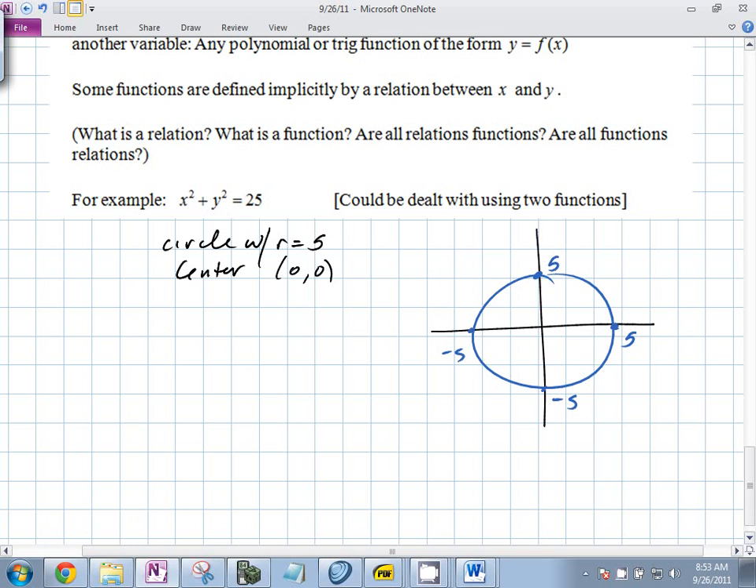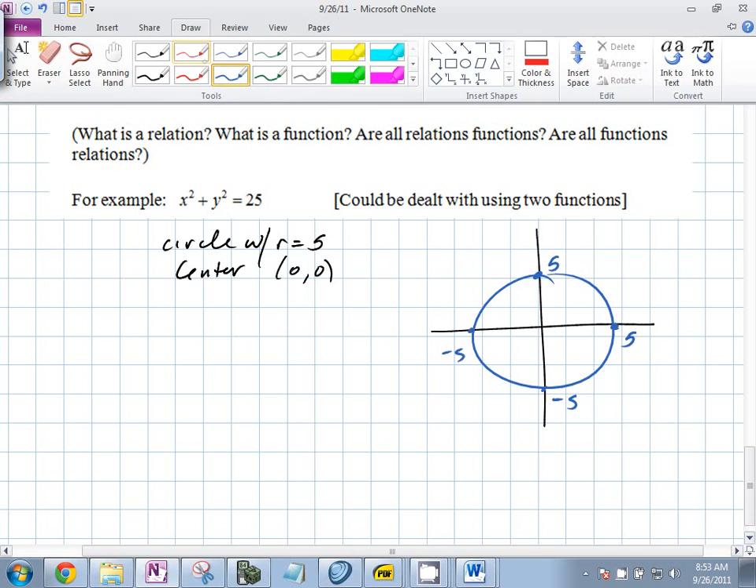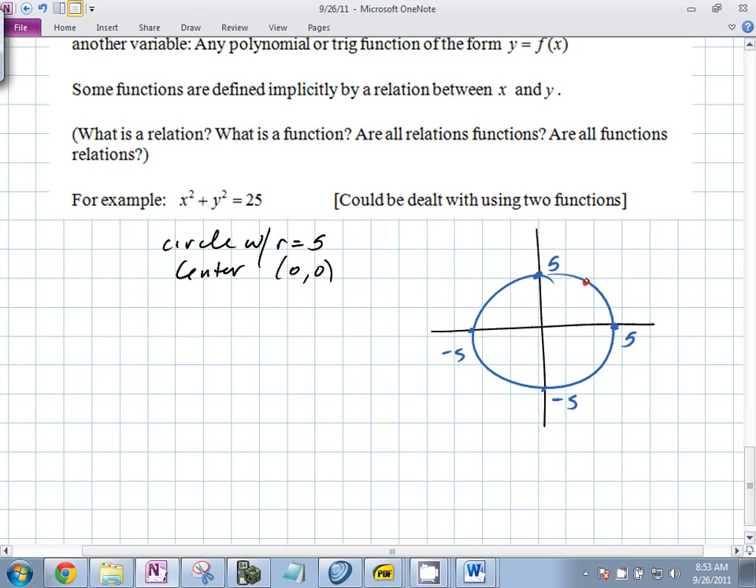Let's say I wanted to find the slope of the tangent line at x equals, let's say, 3. So just from this rough sketch, what can you tell me about the slope of the tangent line at x equals 3? It's negative. Okay. We could graph it nicely. Could we come up with a graphical estimate if we wanted to?